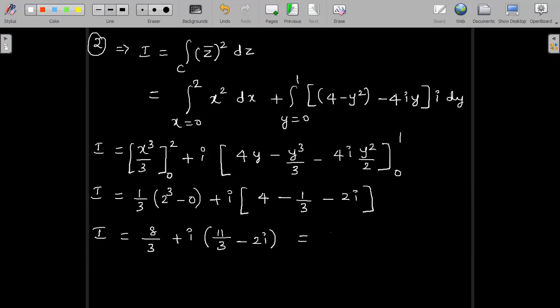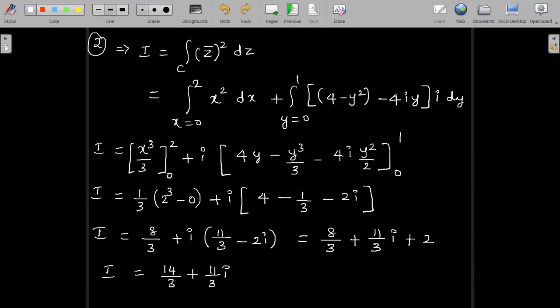This is the same as writing multiply i inside. So 11 by 3 i plus, into minus is minus, but i square we have. This i into 2i I am performing. So i square is minus 1, which gives us plus 2. Now 8 by 3 plus 2 is 14 by 3 after taking LCM, plus 11 by 3 i. So this is the answer.